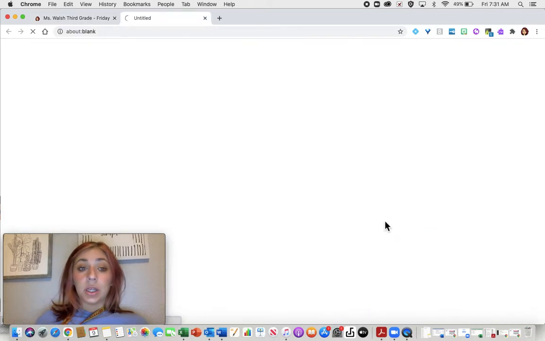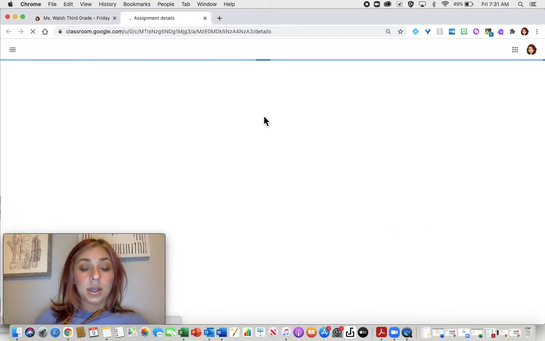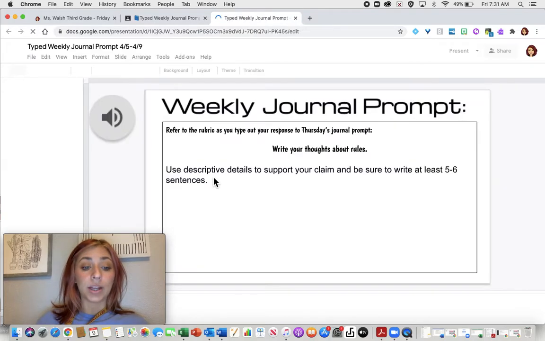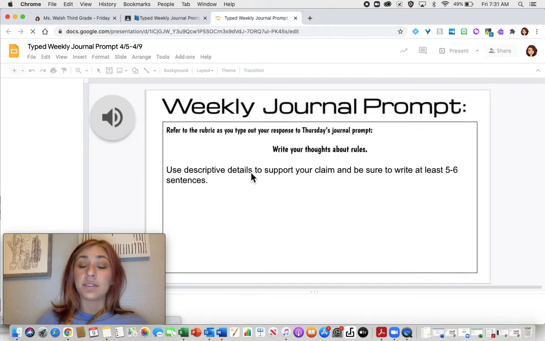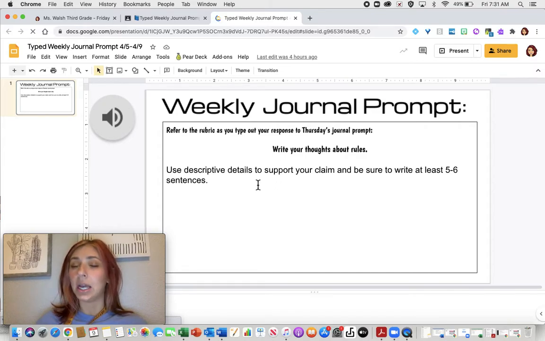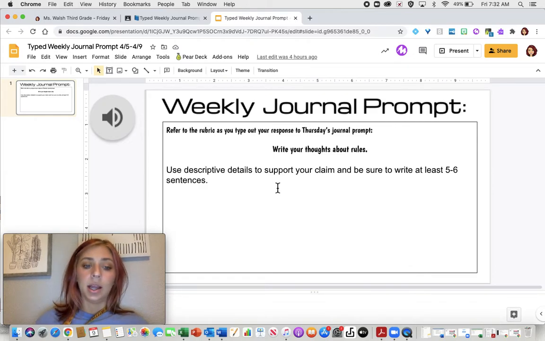Then we have our typed weekly journal prompt. You are going to type up Thursday's journal prompt. So you are writing your thoughts about rules, 5 to 6 sentences. Again, please make sure it's 5 to 6 sentences. If you are telling me that you think rules are great, I need you to tell me why. If you think rules are not necessary, I need you to tell me why. Make sure that you include a beginning sentence, concluding sentence, reasons why, all that good stuff, all right?